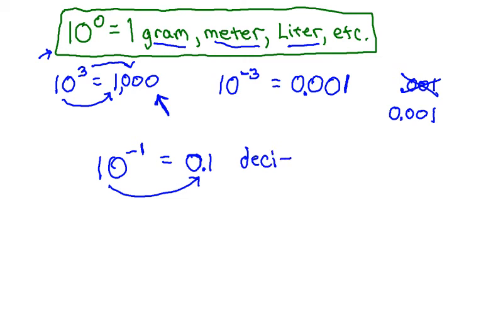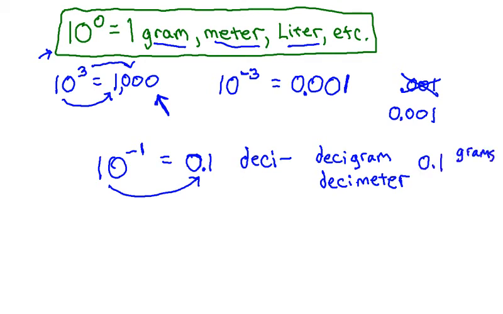So a decigram, a decimeter, and we don't really use this deci too often, but just so you know, that's a decigram or a decimeter. That's the same thing as 0.1 grams or 0.1 meters.